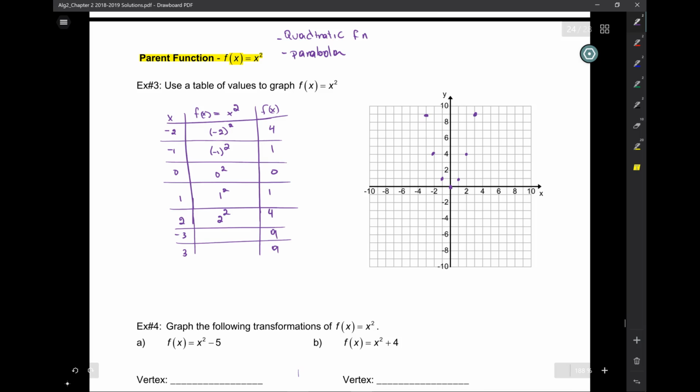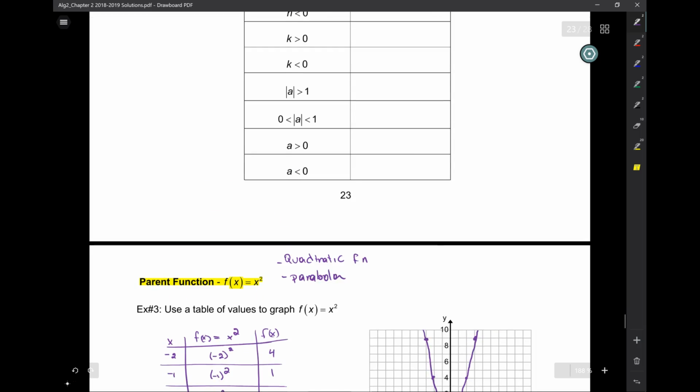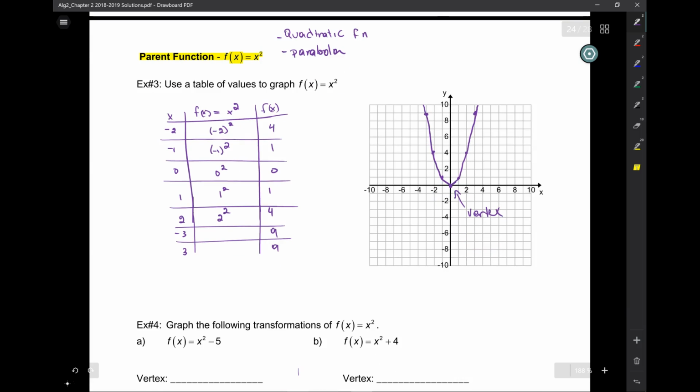So now, let's graph this. When you're graphing a parabola, it looks very different from an absolute value because the bottom here is a curve. It's not like a corner like the absolute value is, right? Okay, what do we call this point here? The vertex. Does the absolute value have a vertex? Yes. Yes, that also has a vertex, right? Okay, so that's the vertex.